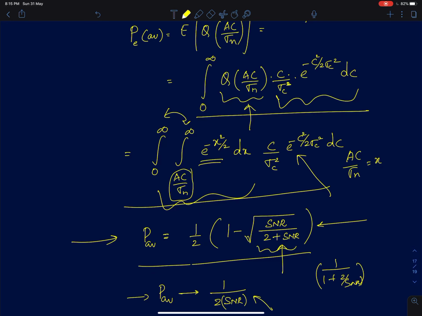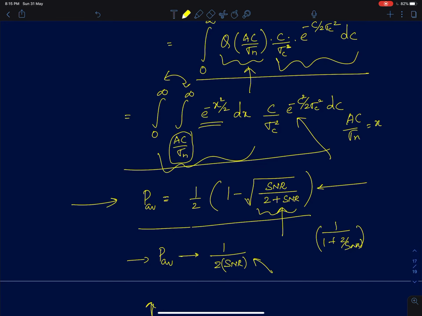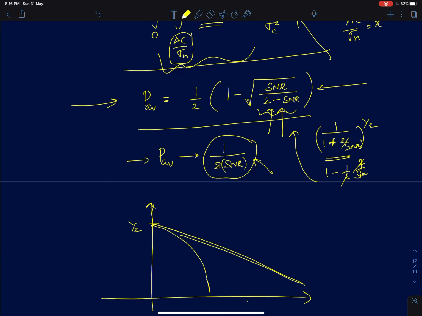But now what happens when I assume large SNRs? If I assume large SNRs, this expression I can reduce to something like this: 1 by 1 plus 2 by SNR. And you can approximate this to 1 minus half into 1 by SNR into 2. So it will be 1 minus 1 by SNR. Okay, and substitute it here, you will get average bit error rate as 1 by 2 into SNR. So this is a very, very interesting result.